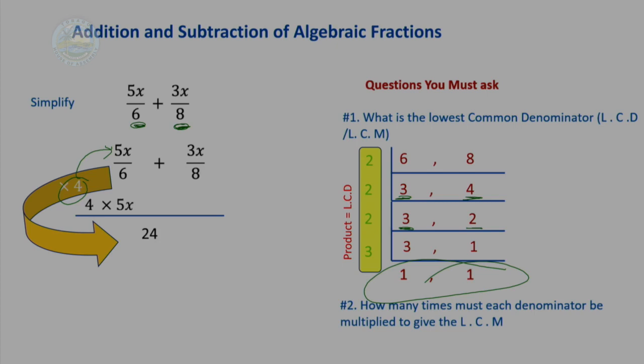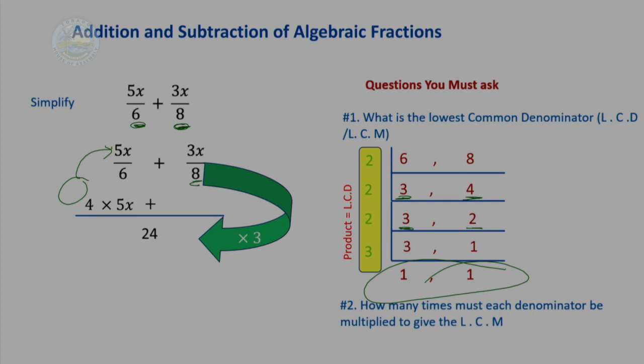And we're doing the same thing to the next side. So what can we multiply 8 by to give us 24? That is going to be 3. Correct. So 8 times 3 is 24. We take this 3 and multiply it by our numerator. So it's going to be 3 times 3x.